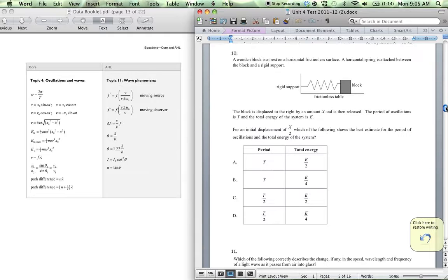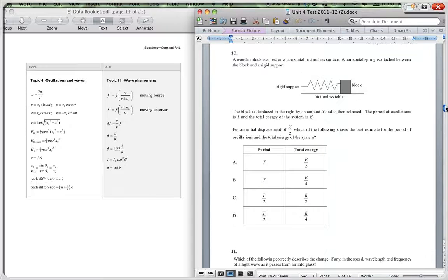Nice. Going on to 10. It says a wooden block is at rest on a horizontal frictionless surface. A horizontal spring is attached between the block and a rigid support. The block is displaced to the right by amount x and then released. The period of oscillation is t and the total energy is E. For an initial displacement of x over 2, which of the following shows the best estimate for the period of oscillation and the total energy?